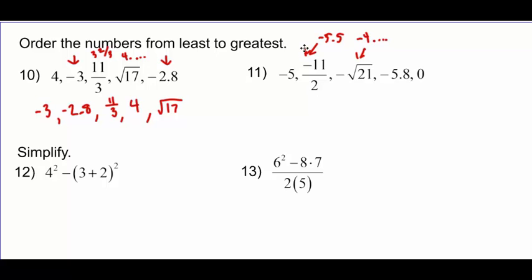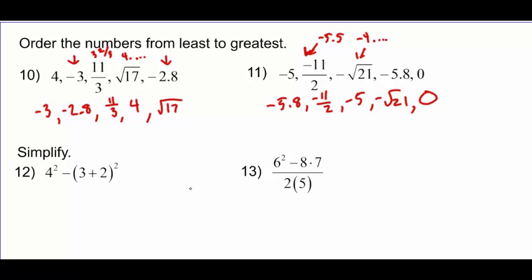And I think we have enough information. So I'm looking for the smallest number. -5.8 would be the smallest of these. Then we'd have -11/2, and then -5. Then our negative square root of 21. And then finally, the largest of this list would be the number 0.